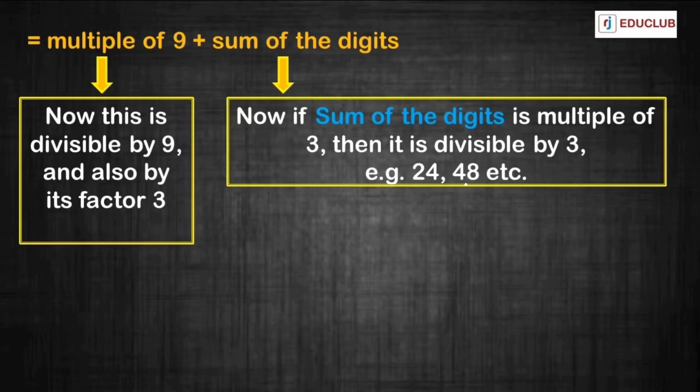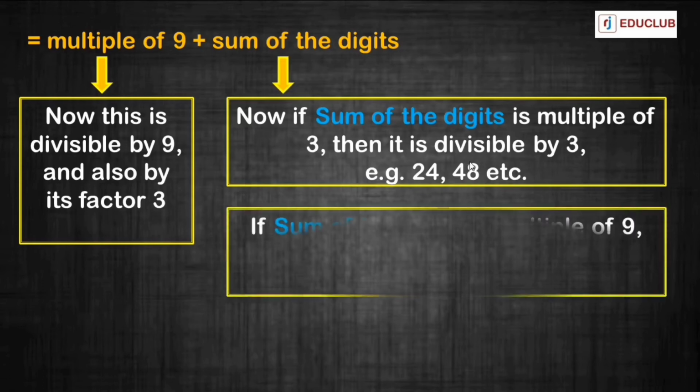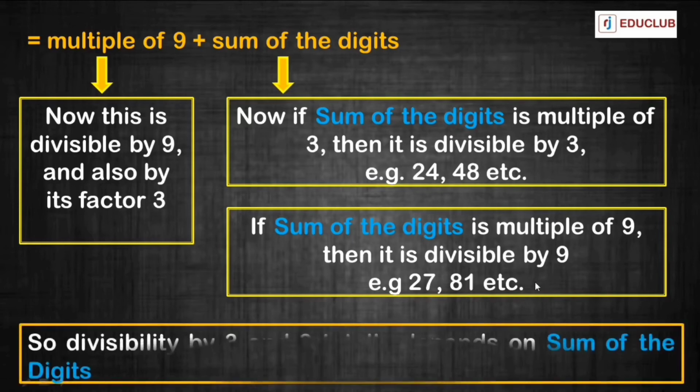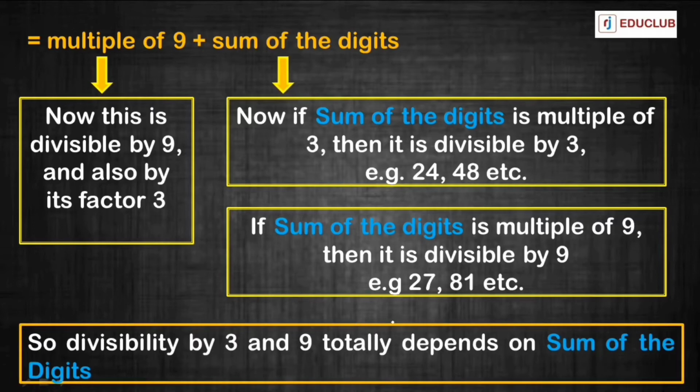Okay, if 48 is there, then that number will be divisible by 3 only. Okay, sum of the digits. Similarly, if the sum of the digits is a multiple of 9, then that is divisible by 9. You can see if 27 is there, then it will be divisible by 9. If the sum is 81, then it will be divisible by 9. So we can say the divisibility by 3 and 9 totally depends on the sum of the digits.